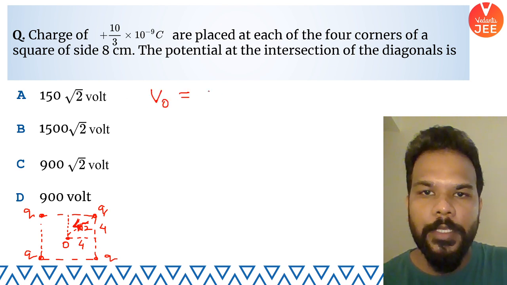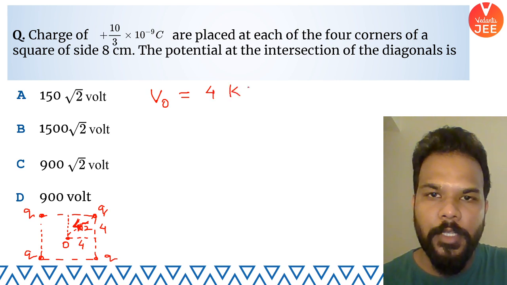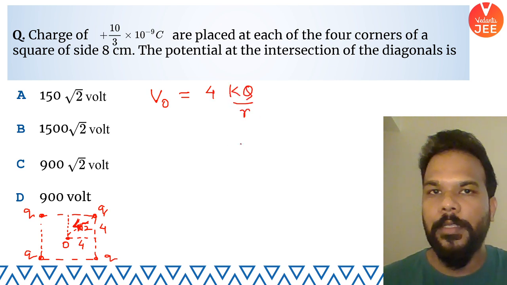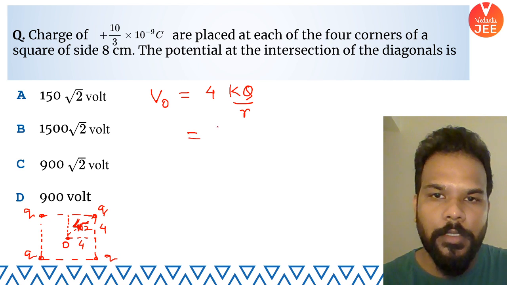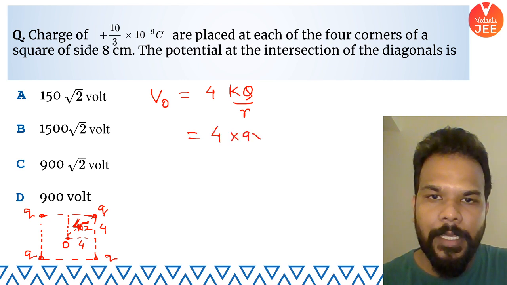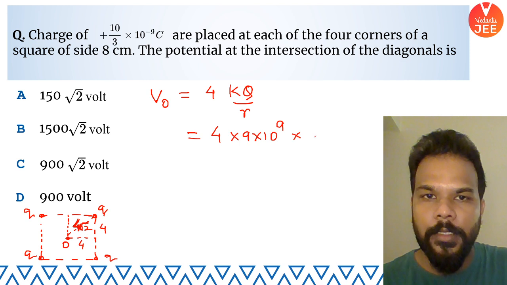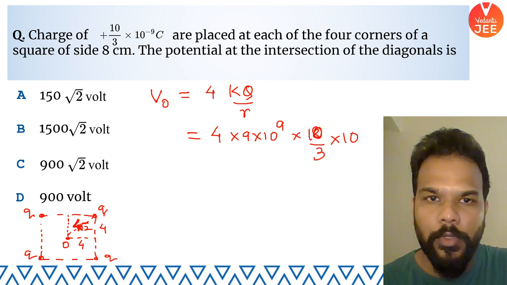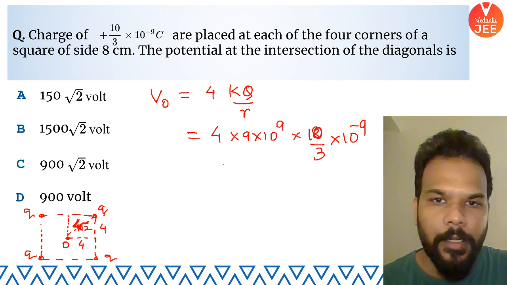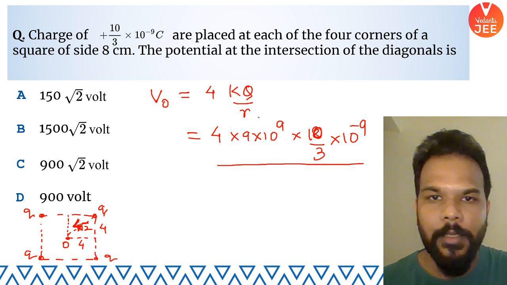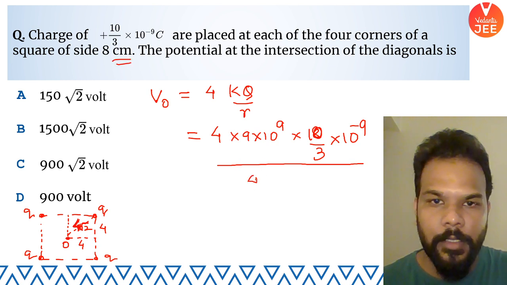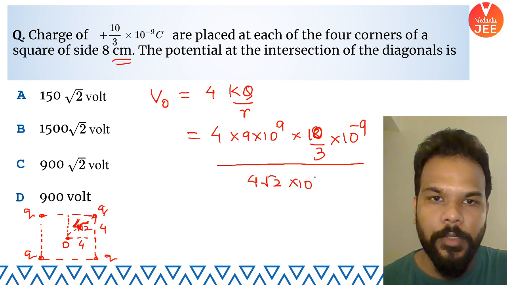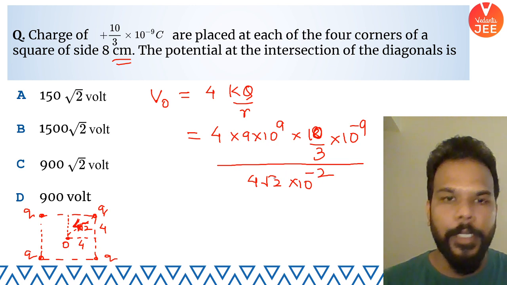Okay, so we can say that because potential is a scalar quantity, the net potential at O is going to be 4 times the potential kq by r, which is the potential due to a single charge. So this is 4. We know that k is 9 into 10 to the power 9. Charge value is given to us as 10 by 3 into 10 to the power minus 9. And let us divide this value by r, which is 4 root 2, and that too in centimeter. So 4 root 2 into 10 to the power minus 2 to convert it into meters.